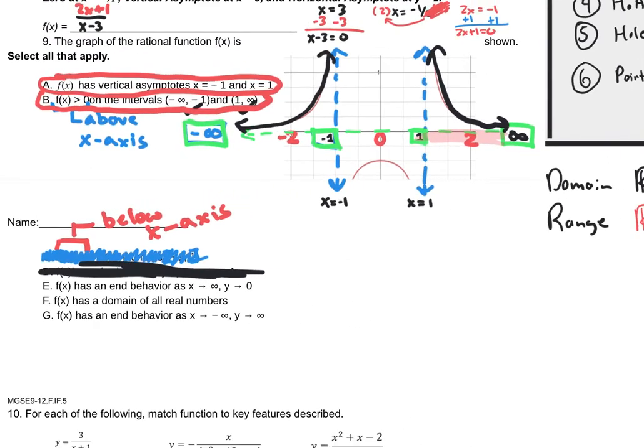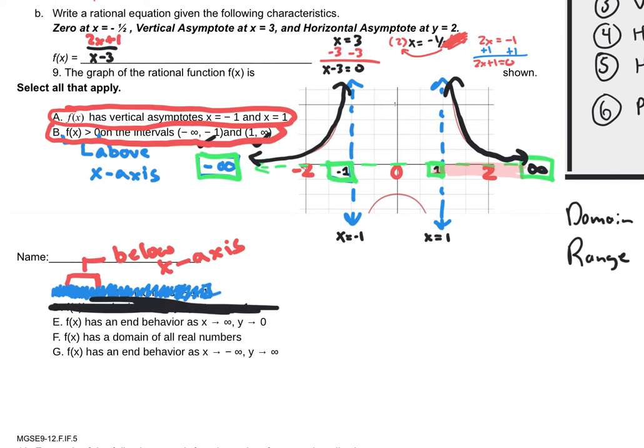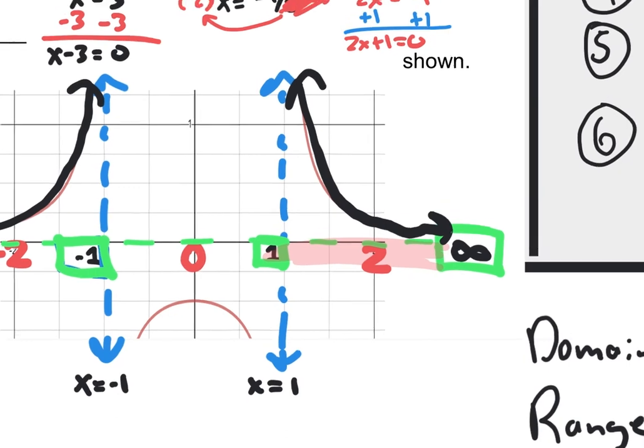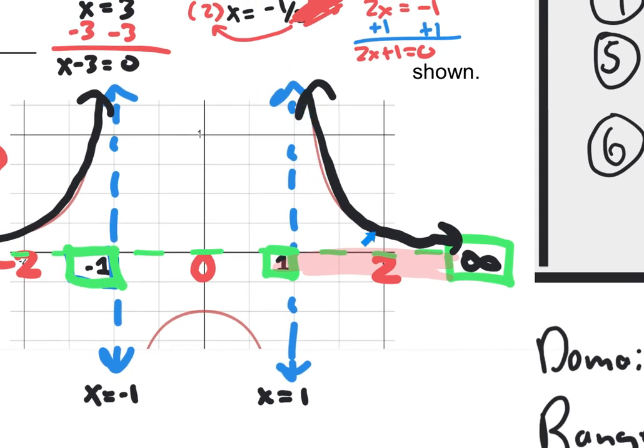Now, E, f of x has an end behavior as x approaches infinity, y equals 0. So let's approach infinity on this. We're going to infinity on the x, which is over here, and we're going to 0 on the y, which is flat. Okay, let's see if that works. Am I getting closer and closer to 0 as I go this way? What do y'all think? As in the y value, like 0 is this. It's flat, okay, for the y. Is my graph getting closer and closer to 0 as I go this way? Yeah, but it doesn't touch.